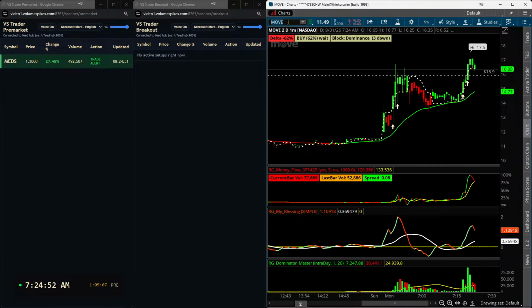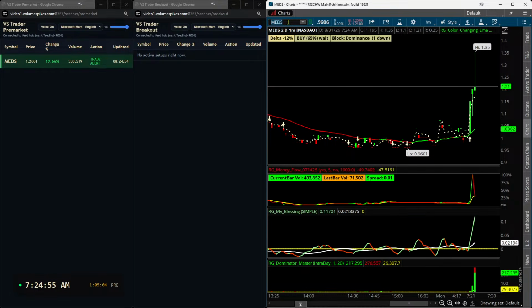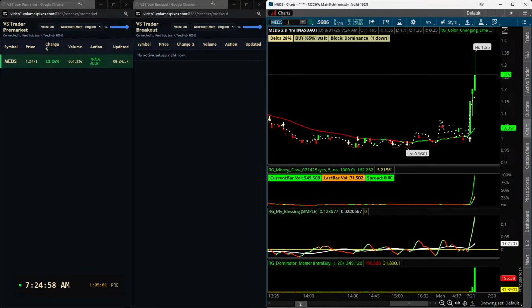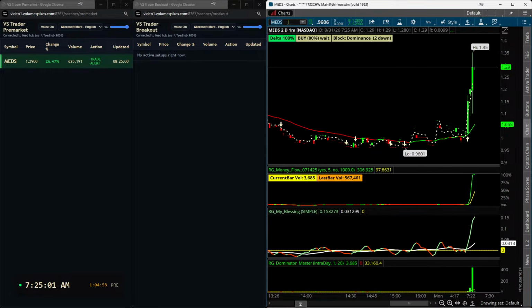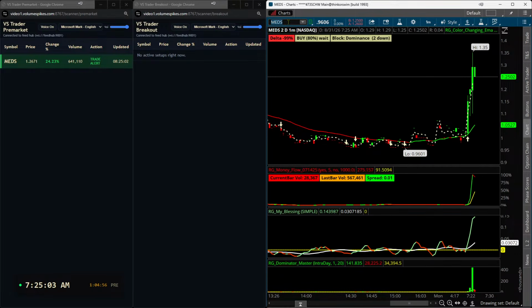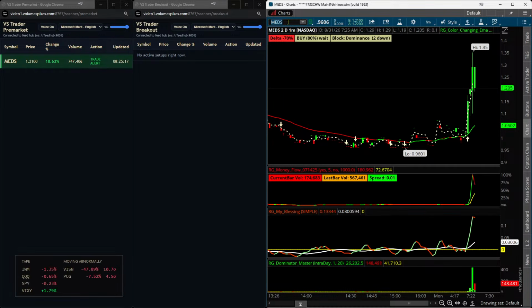MEDS appears to be moving. We'll check back on MOVE in a bit. Currently at $1.26. Thank you, Milo. A lot of profit taking going on MEDS.